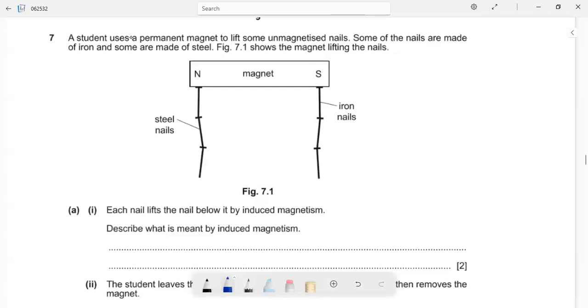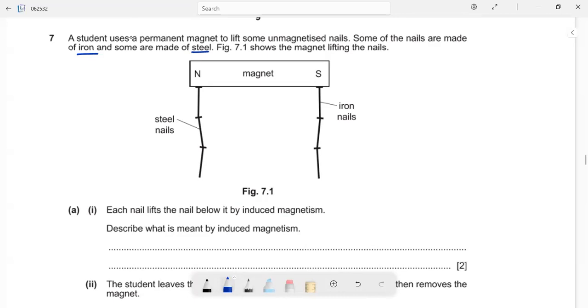Next, a student uses a permanent magnet to lift some unmagnetized nails. Some of the nails are made of iron and some are made of steel. Figure 7.1 shows the magnet lifting the nails. Each nail lifts the nail below it by induced magnetism. So, what is meant by induced magnetism?